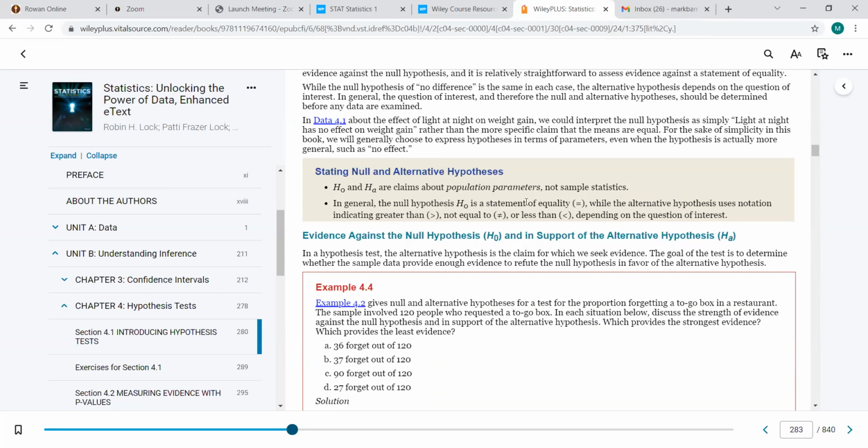And again, the null hypothesis always has a statement of equality. The alternative hypothesis has one of these three cases: less than, greater than, or not equal to.